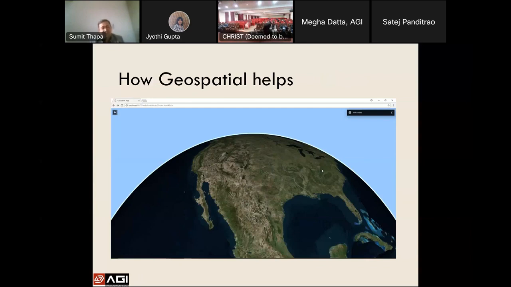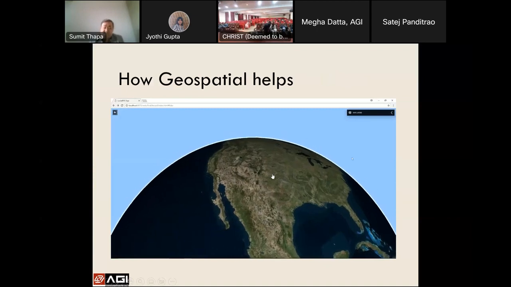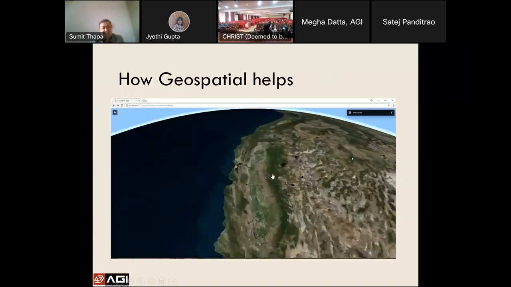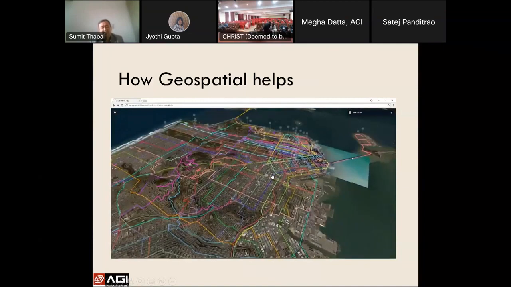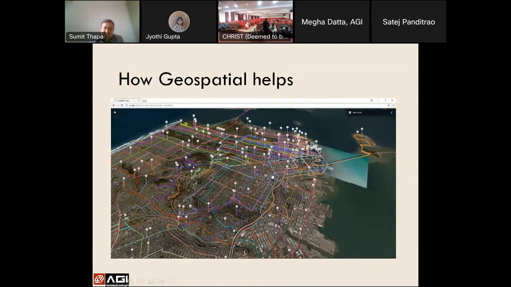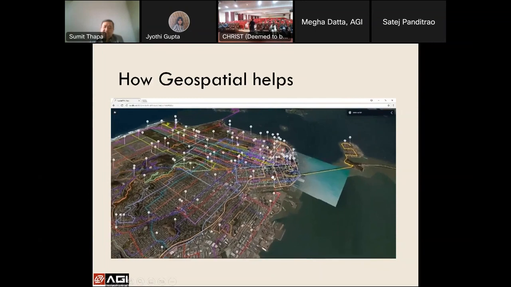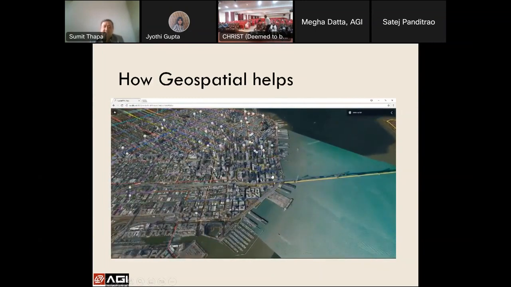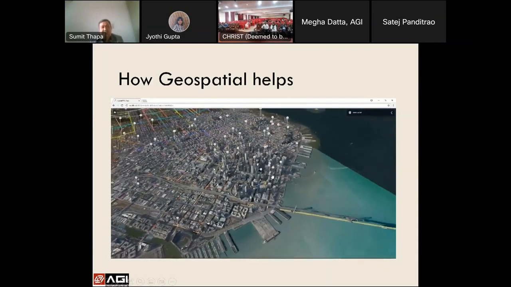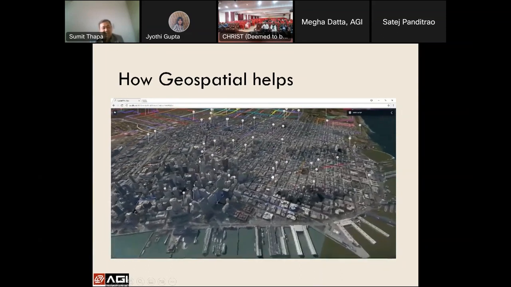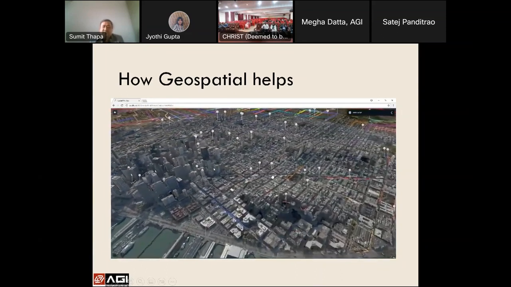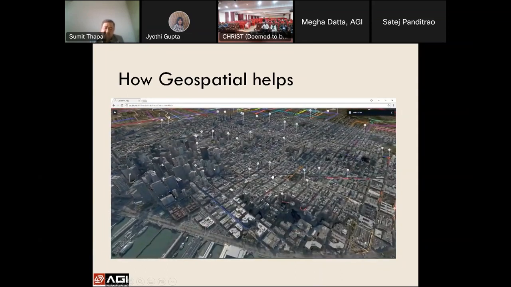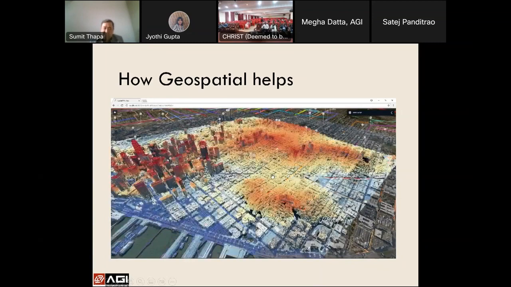So how geospatial is going to help you out, I'll just run a small video and it will show you. With geospatial, first you'll get the information about any location that is available. You have satellite images that will show you how the city is actually placed in that scenario. You have 3D models which will give you the skyline of that particular area and how the topography of that area is placed. You can integrate many other different pieces of information there.